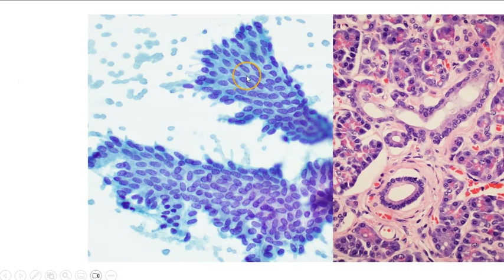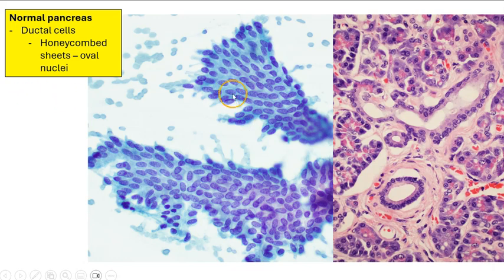And finally, we can sometimes also see these honeycomb sheets of pancreatic ductal cells. So these would be the cells, the ductal cells that are represented here. And very often the ductal cells tend to have these quite oval nuclei, but they are still extremely uniform, and the arrangement is also very regular.